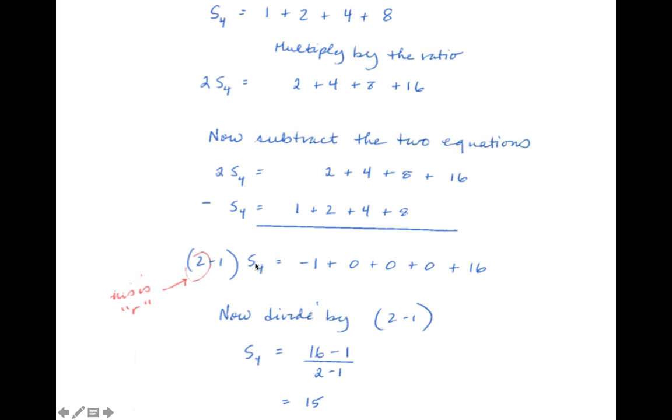Now, I don't want to know what the sum is of the ratio minus 1. I want to know just the sum of those four terms. So I'm going to divide both sides by the r minus 1. So I'll get 16 minus 1 on top and the r minus 1 on the bottom, which is 2 minus 1 in this case. And what I'm getting is 15. Now, if you look at the numbers, of course, you know they're 15 already. But it's sort of curious that we found it this way. That is the way that we go about it for the general term as well.